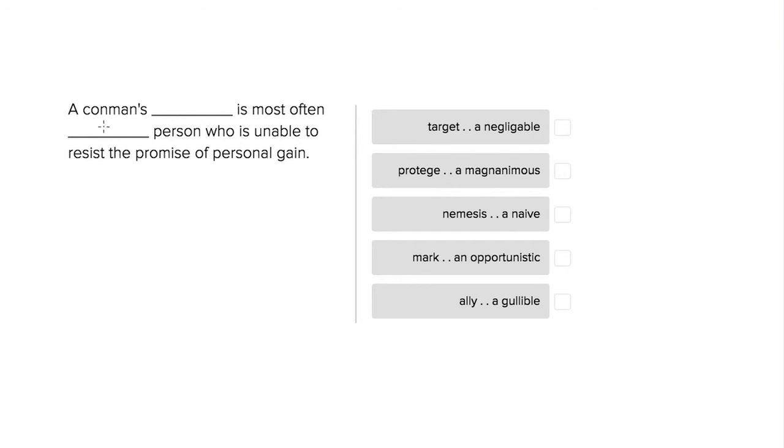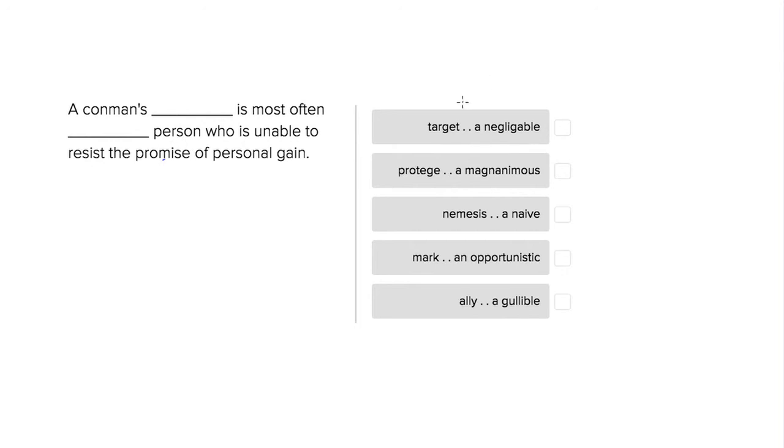So we have a con man's blank is most often some type of person who is unable to resist the promise of personal gain. So actually, let's look at the two blanks together. I usually recommend against doing this, but since it's such an open-ended thing, we don't know if we're talking about the person the con man is targeting. We don't know if we're talking about his friend or his enemy. So let's just see how the two blanks work in conjunction.